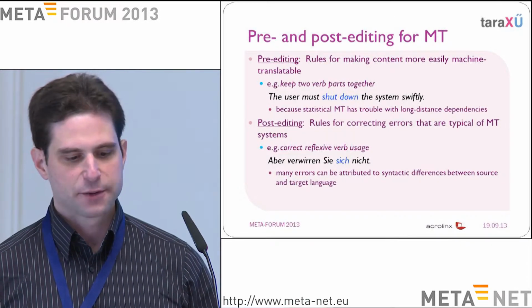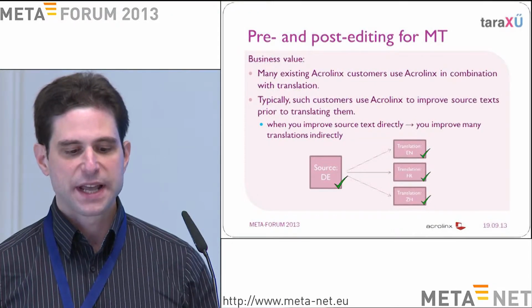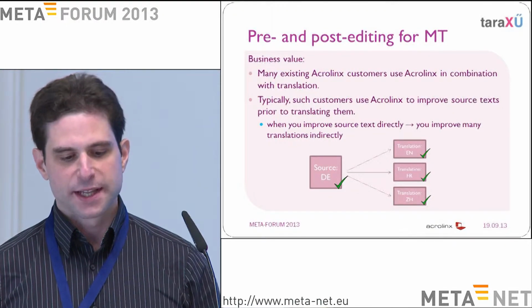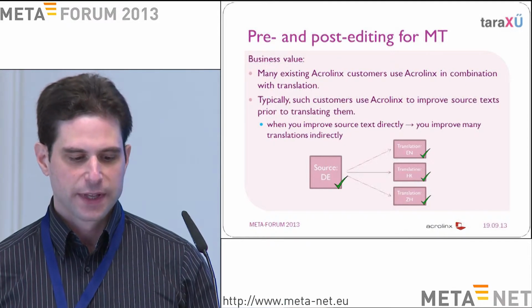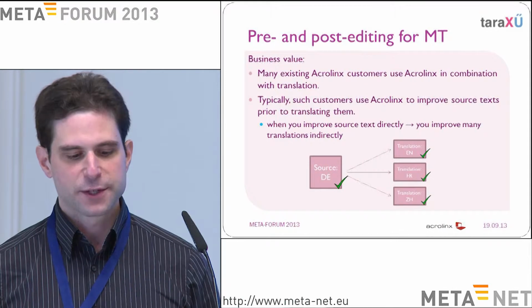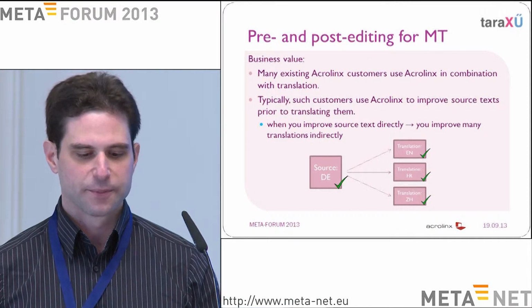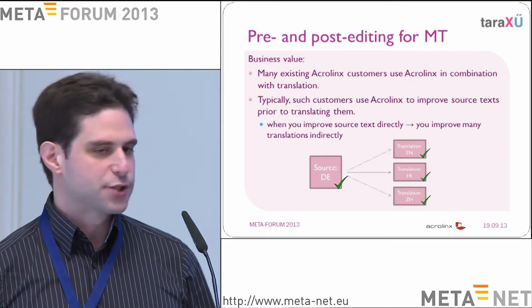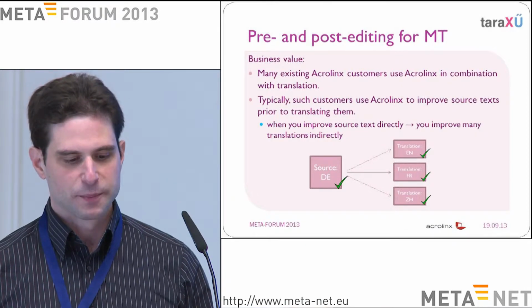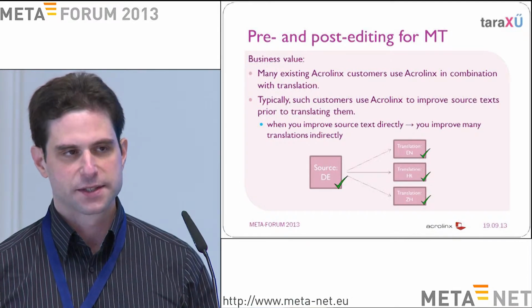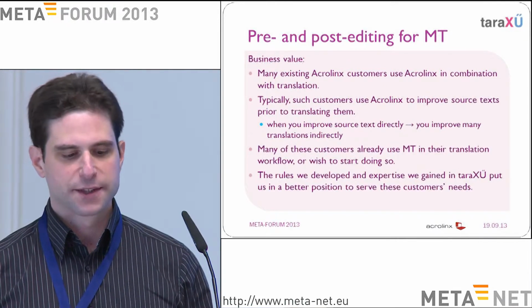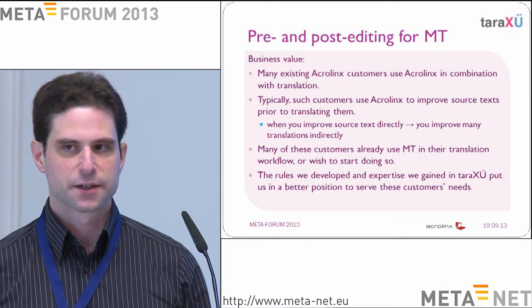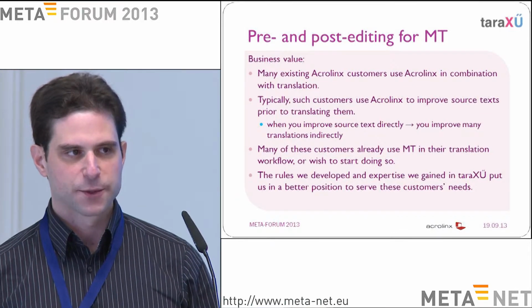This is a benefit to Acrolinx because many Acrolinx customers use Acrolinx in combination with translation. Typically that means that they use Acrolinx to improve the source text prior to translating it. And this is particularly beneficial because when you improve the source text directly, you improve all of the translations indirectly. Now I'm talking about translation in general here, not specifically about machine translation, but many of the customers who are using Acrolinx in conjunction with translation are already using MT in their translation workflow or wish to start doing so. And the rules that we developed and the expertise we gained in Talksoup makes us better able to help those customers.